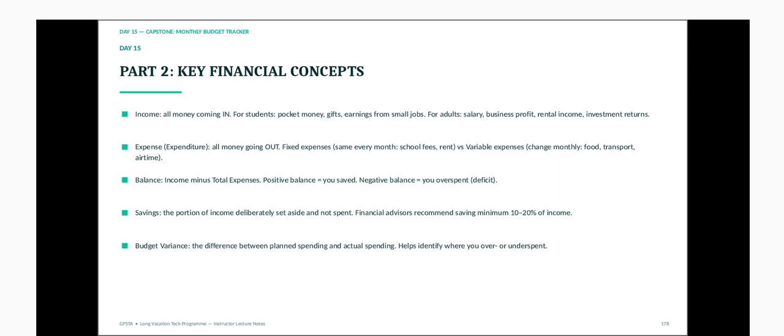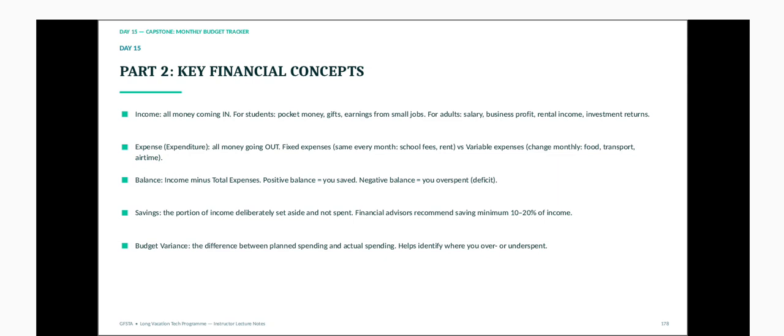And the balance. So the income minus total expenses is your balance. It could be positive if you have savings, and negative if you overspend, which is a deficit, and you have to borrow. So your balance could be negative or positive. If it is positive, then you have savings, which means you still have something to fall back on. And if it's negative, it means you have overspent what you earn. So you have to check it.